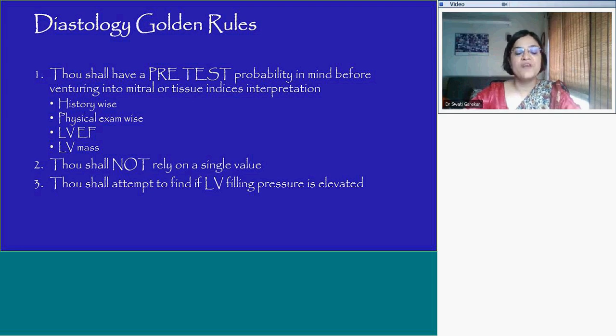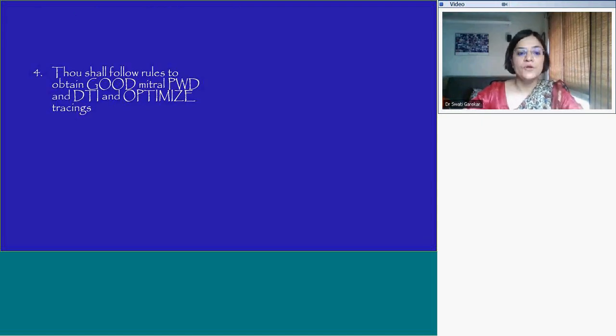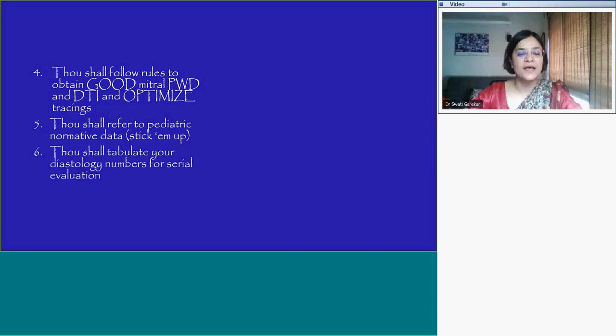You find if the LV filling pressure or the LV pressure is elevated. Used to obtain good mitral pulse Doppler and DTIs and optimal tracing. You will stick the Z-scores in your lab so you can refer to them, and in reports you compare the current value with what it was previously. Tabulate your data for evaluation.